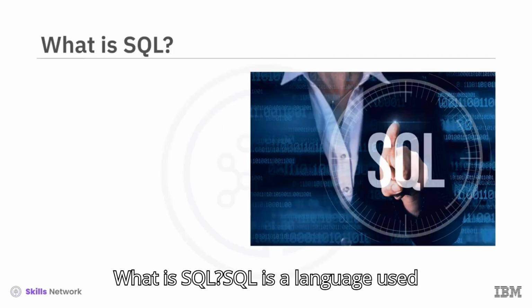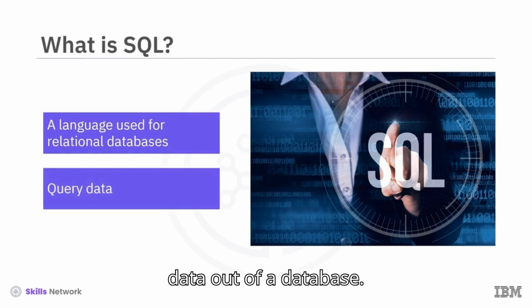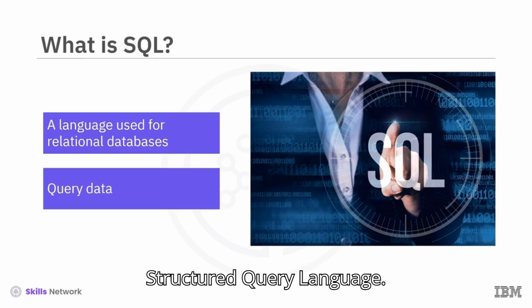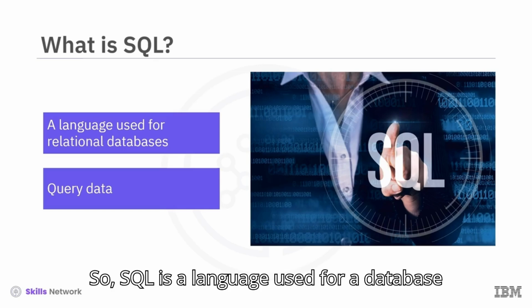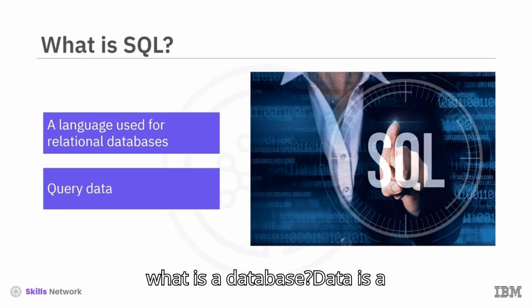What is SQL? SQL is a language used for relational databases to query or get data out of a database. SQL is also referred to as "sequel" and is short for its original name, Structured Query Language. So SQL is a language used for a database to query data. But what is data? And what is a database?